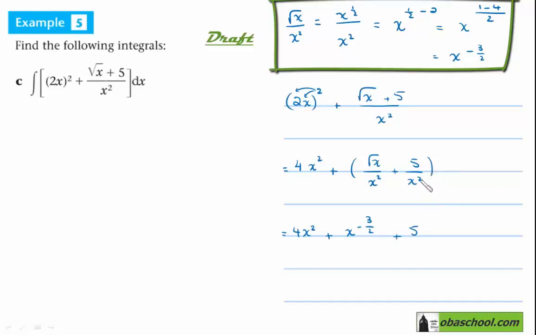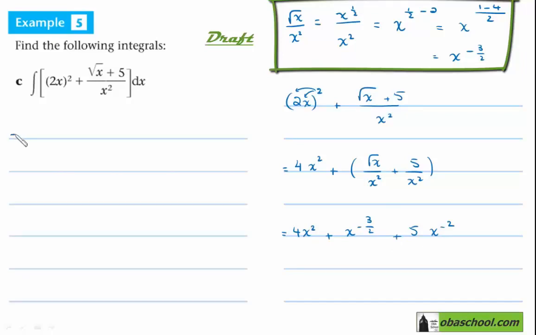x squared can go to the numerator and we change the sign of the power, so it becomes 5 multiplied by x to the power minus 2. This is a more familiar form for us to integrate. Let's substitute it, so we get the integration of 4x² plus x to the power minus 3 over 2 plus 5x to the power minus 2, all with respect to x, dx.